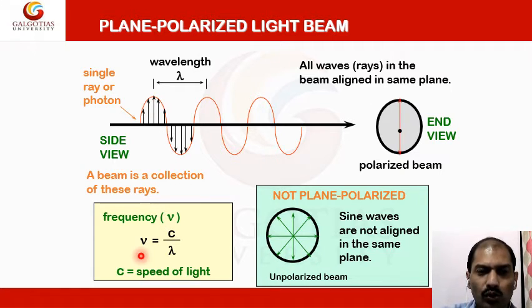Frequency can also be easily calculated by dividing the speed of light by the wavelength. All the wave rays in the beam align in the same plane. If you see here, the waves are aligned on the same line, which can be explained from the movement of the light waves. This is how plane polarized light can be understood.